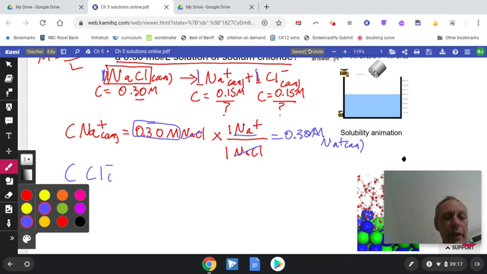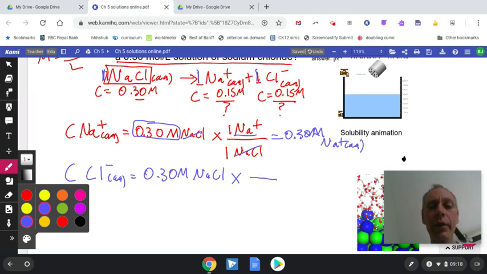Okay, what about Cl minus? Concentration of Cl minus. Again, stoichiometry, start with what we have, what we know. We are given 0.30 moles per liter of NaCl. And again, we're using our molar ratio from the balanced equation. We are looking for the chloride, so 1 Cl minus. We're going to cancel out that NaCl. 1 NaCl. Okay, those guys cancel out, and we get 0.30 moles per liter of chloride.